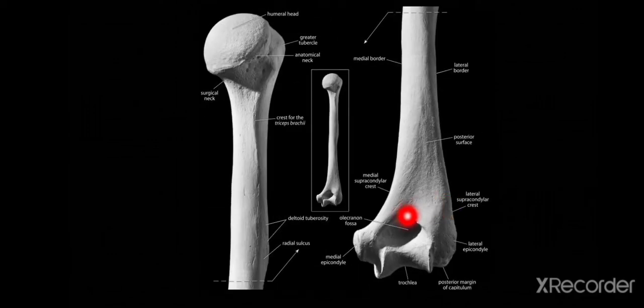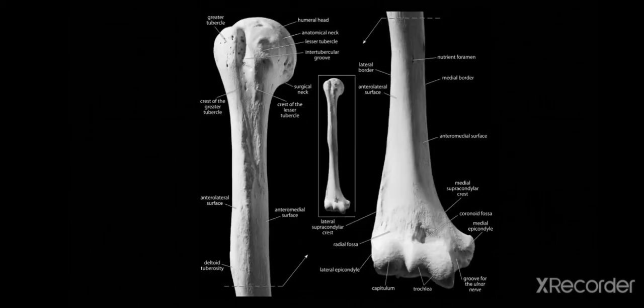The non-articular part includes the medial epicondyle, the lateral epicondyle, and the radial fossa, the coronoid fossa, and an olecranon fossa posteriorly. The olecranon fossa lodges the olecranon process of the ulna in a fully extended elbow, whereas the radial fossa lodges the head of the radius, and the coronoid fossa lodges the coronoid process of the ulna in a fully flexed elbow.